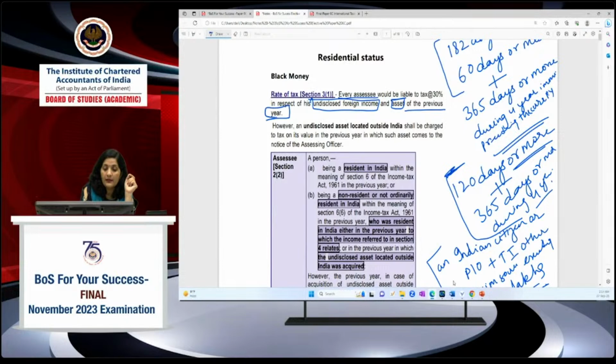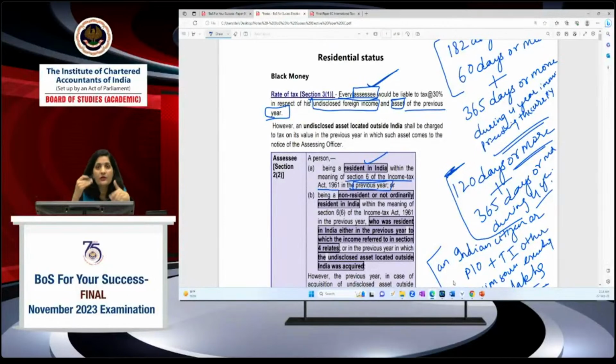So यहाँ पे क्या हुआ? Assessee. Who is an assessee here? Assessee कौन होता है? Section 2(2) of the black money law says an assessee is a person liable to pay tax. Then who is an assessee? Assessee is a person who is a resident in India within the meaning of Section 6 of the Income Tax Act, जो हमने अभी determine किया. He is a resident during the previous year.